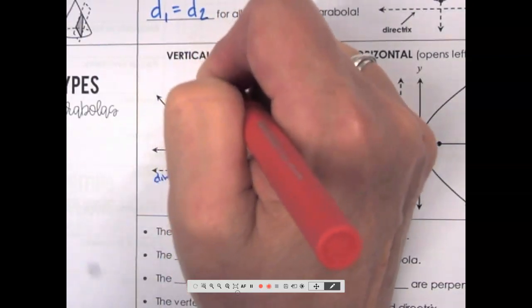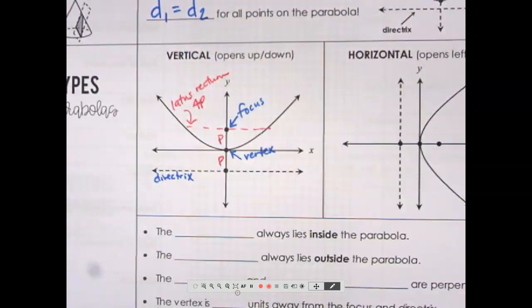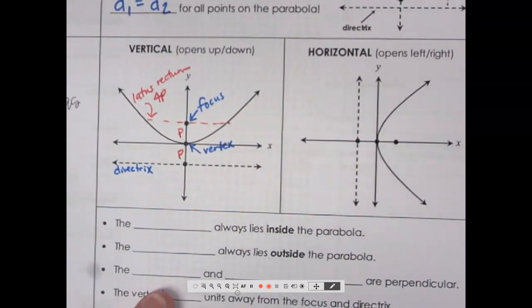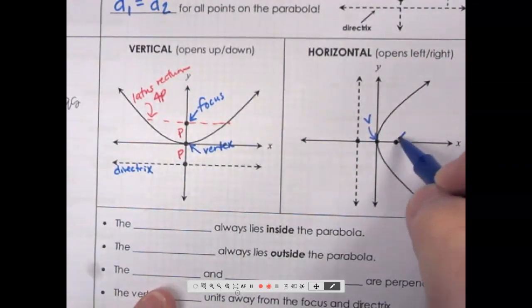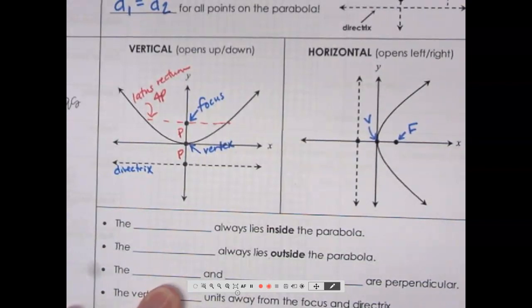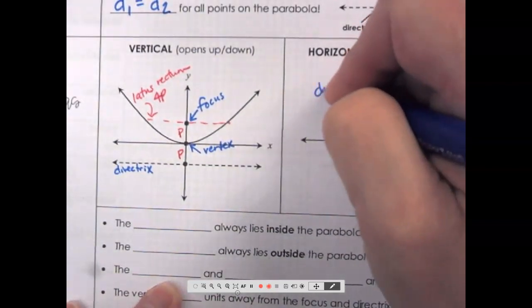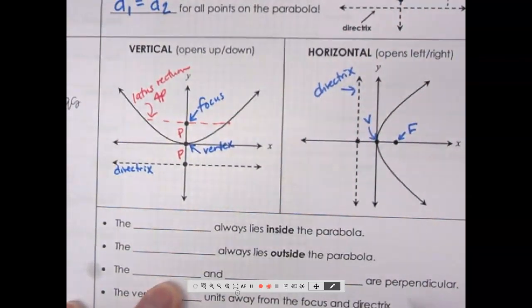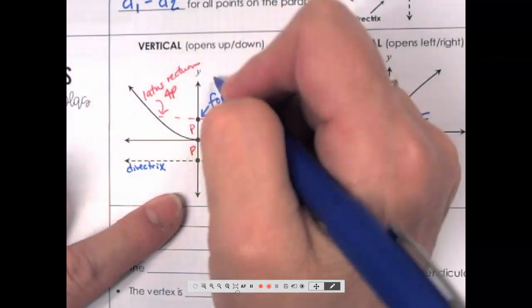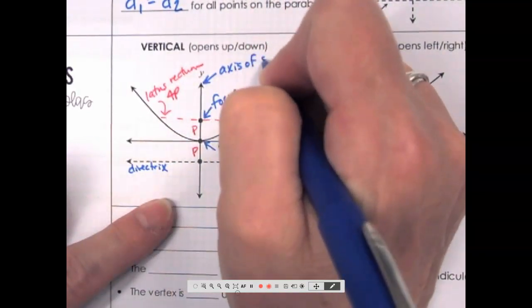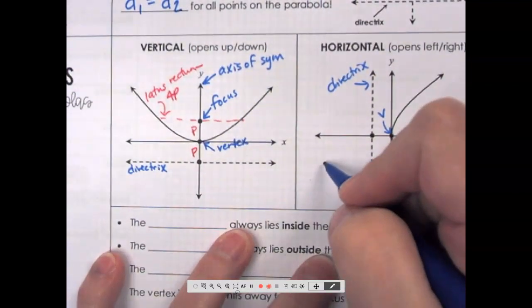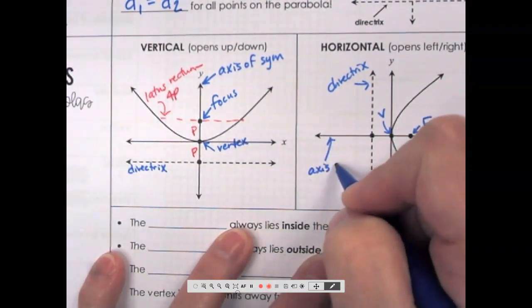I don't know how many times I'm going to have to say that today. And it is the length of 4p. Okay, so all this translates over here as well. This is the vertex. This is the focus. This is the directrix. Oh, I left out one line over here, our axis of symmetry. Let me point to that. Axis of symmetry. But on this one, the axis of symmetry is horizontal.